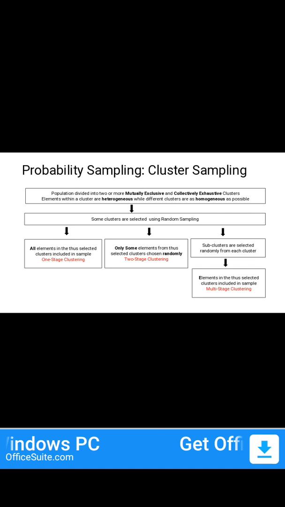I can also go for four-stage clustering, wherein what will I do? In these 15 districts, I don't pick up all the elements. I only pick up some of the population units of these 15 districts. This would become a four-stage clustering procedure. Is this okay? So this way I can go on and I can have multi-stage clustering also. Is this understood? Now this will reduce your time and effort.